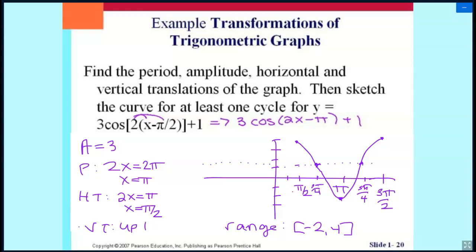By setting bx equal to 2 pi. Because the original period of cosine is 2 pi, but the 2x changes it, making it a faster period. So basically it doubles its cycles. So instead of having 1 cycle from 0 to 2 pi, it would have 2 cycles.